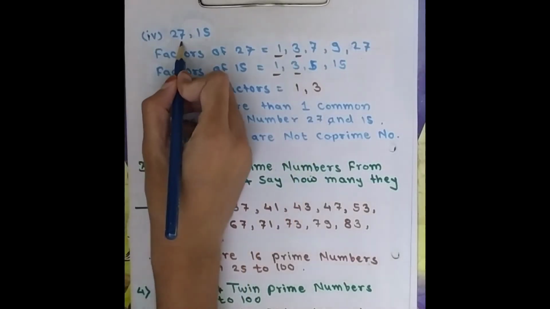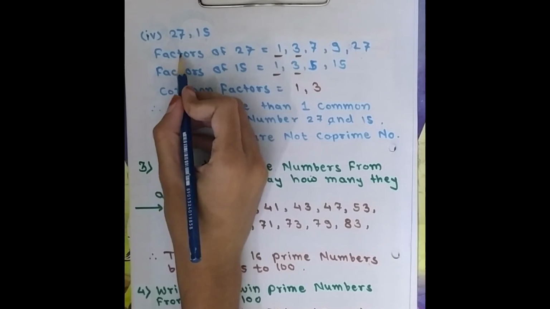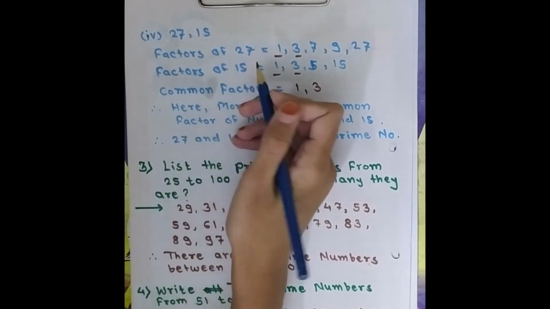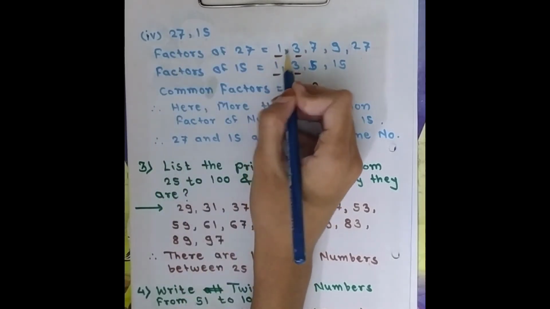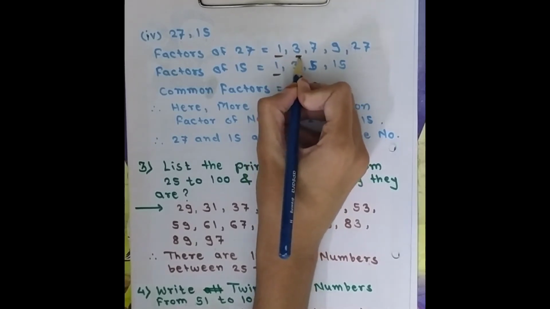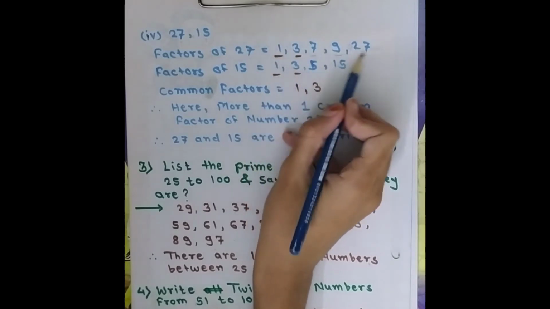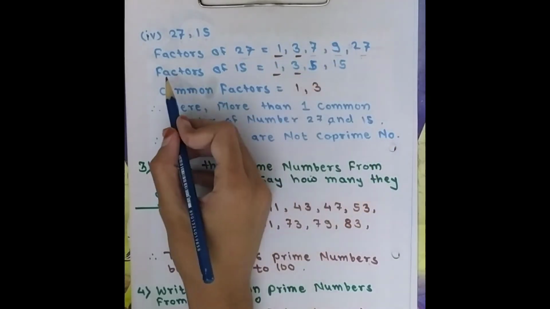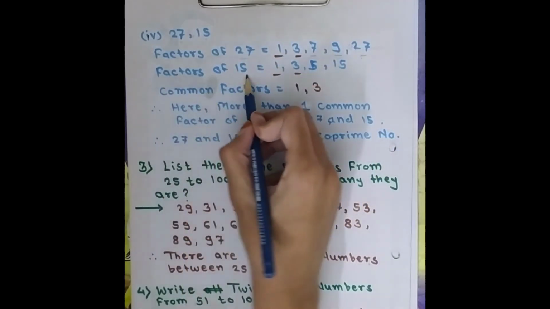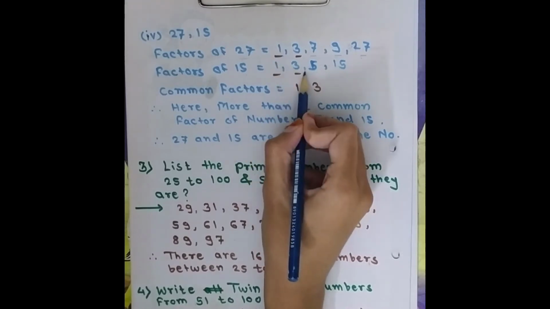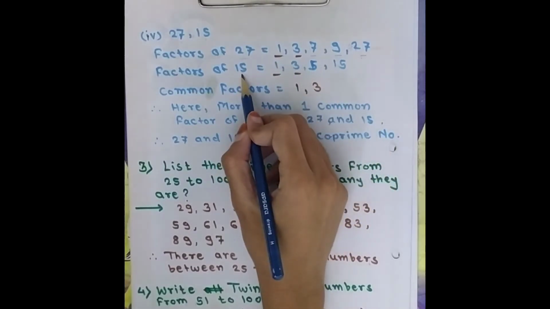Now the next question is 27 and 15. First write the factors of 27. Factors of 27 are 1, 3, 9 and 27. Now next, the factors of 15: 1, 3, 5 and 15. These are the factors of 15.